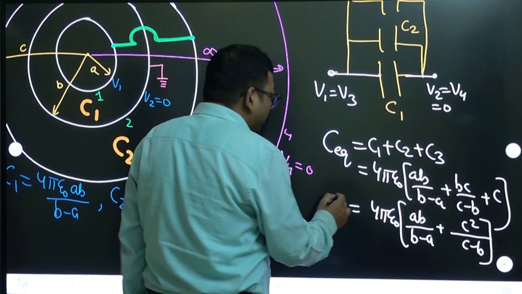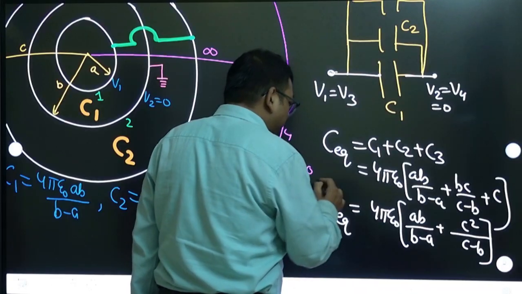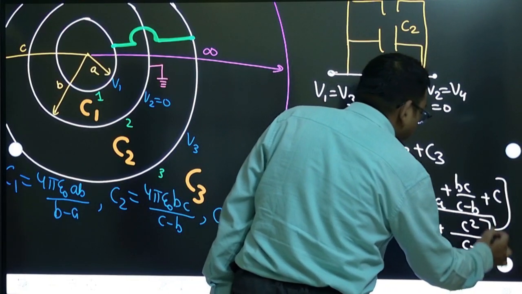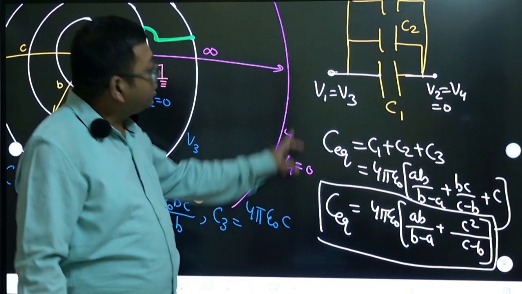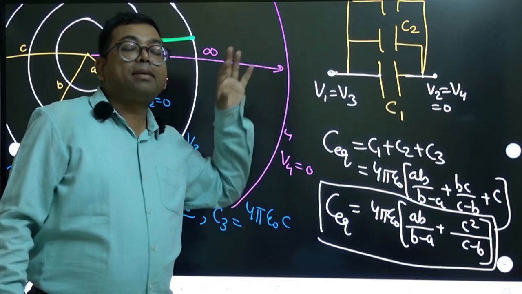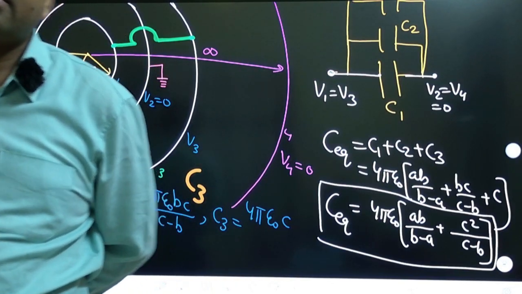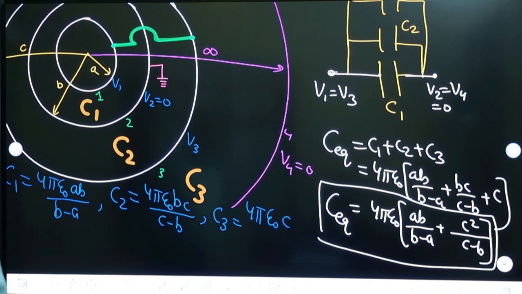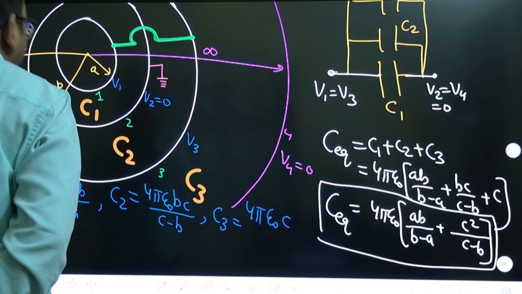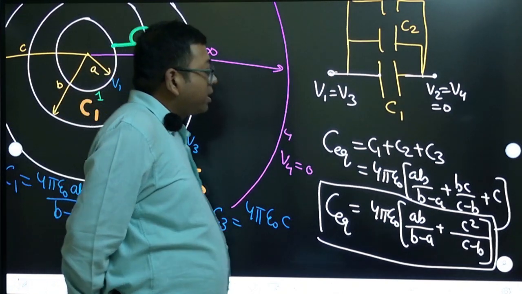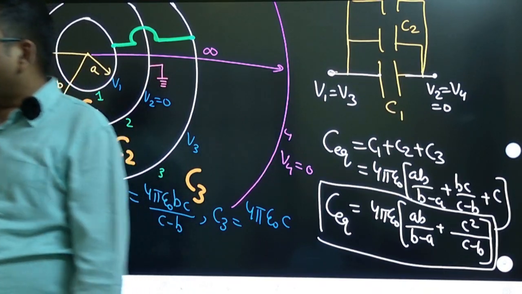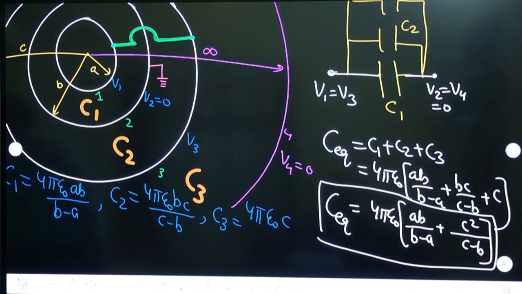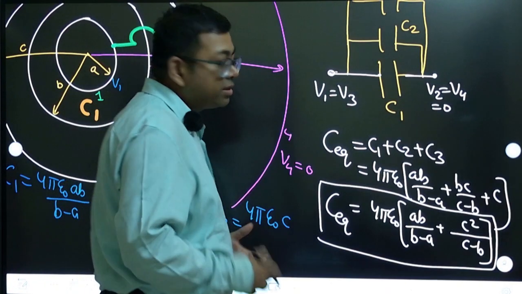This is the equivalent of this system, and this is a good technique to do that. But the only thing is that take care which points are same and which points are different, and redraw, make a parallel capacitor. Clear? Okay. So this is done. Then you can start solving questions on series and parallel, calculating the C equivalent.